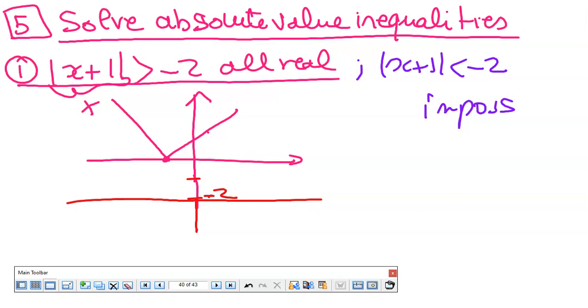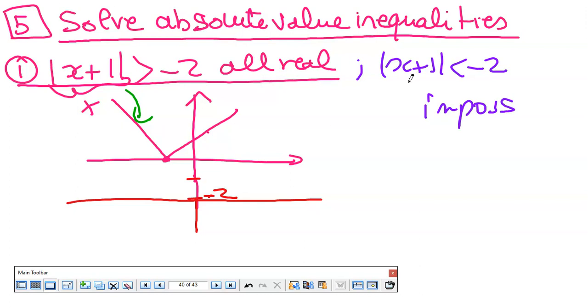How can I see this graphically? This is the absolute value of x plus 1, and the red one is the line y equals minus 2. So what are the possible answers for that? Any x, all the real numbers. Since all the graph of the absolute value is above y equals minus 2, I have all real numbers as a solution.